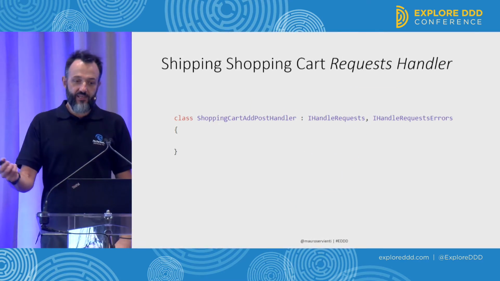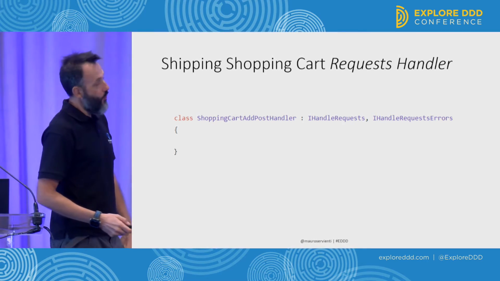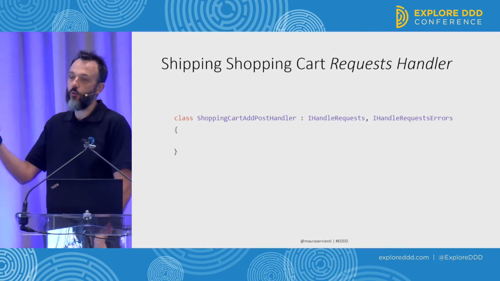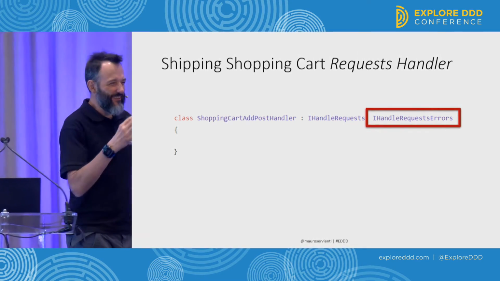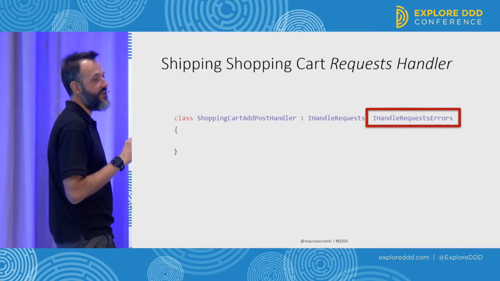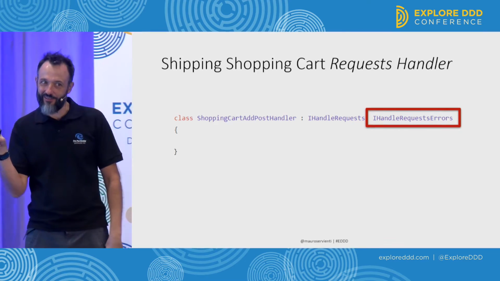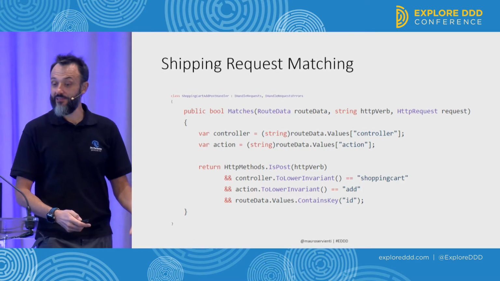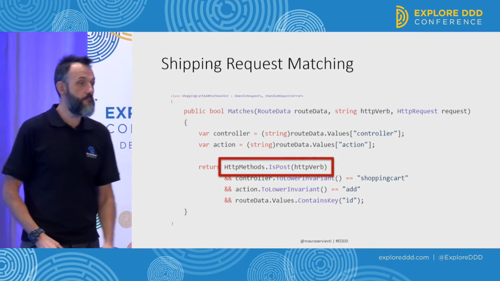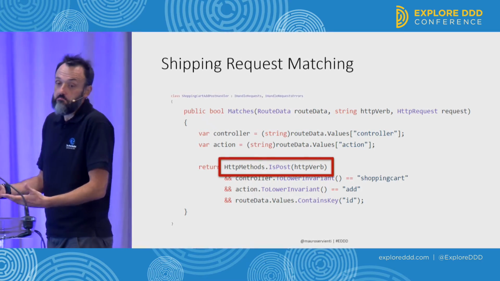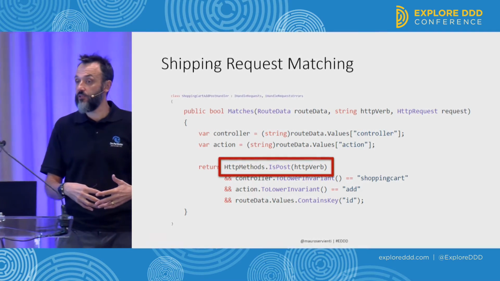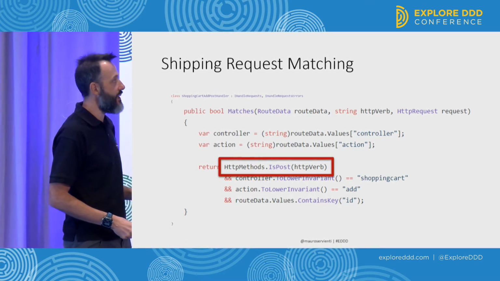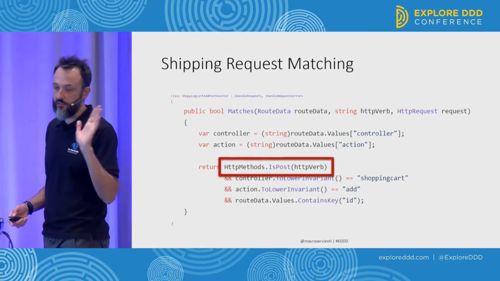And from the code perspective, you can basically do exactly the same thing. So we now have a shopping cart add post handler that is still an IHandleRequest type of thing that has another interface. Keep in mind that this thing can handle errors, and we'll try to understand later what that means. We have the same matching logic. This time, we're matching just post requests. So there will be multiple instances of this thing coming from different services. They will say, is it the shopping cart request? Yes. There's a shopping cart in the URL. Is it a post? Yes. So I want to handle it.